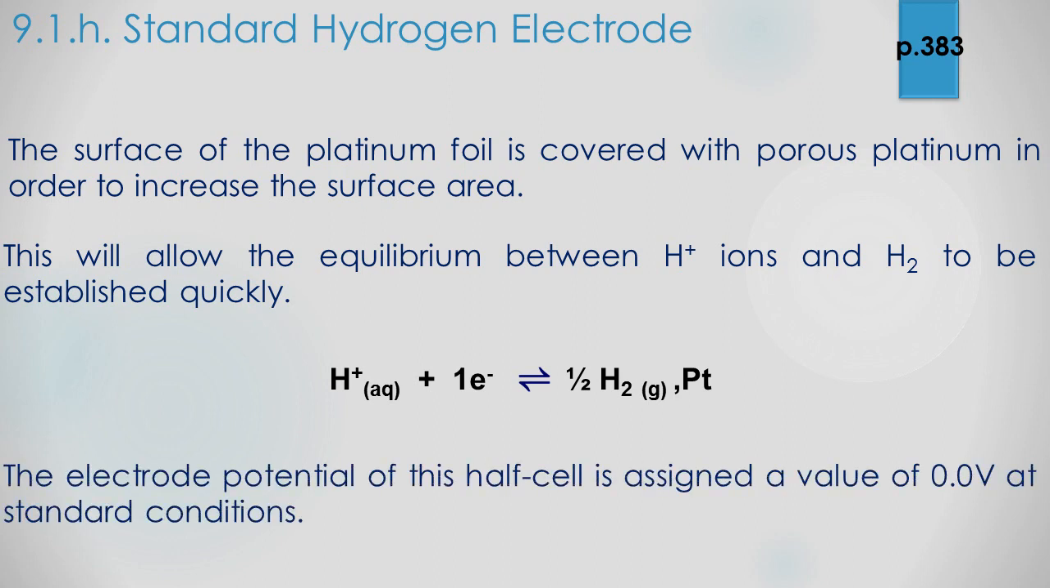The electrode potential of this half cell is assigned a value of 0.0. Because it's the reference, it's considered to have a value of 0. We can connect any other half cell to the standard hydrogen electrode and measure its own electrode potential.